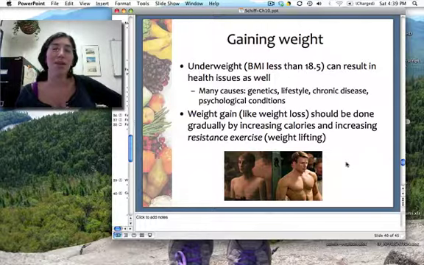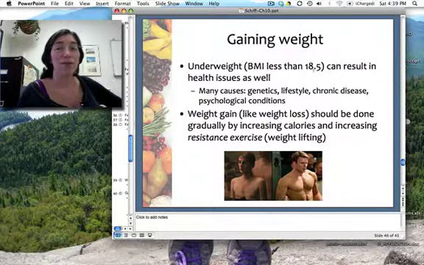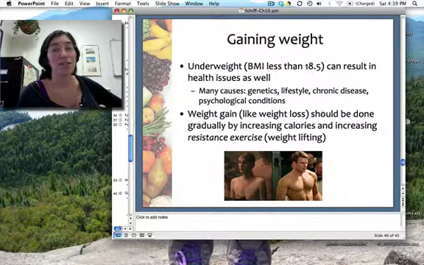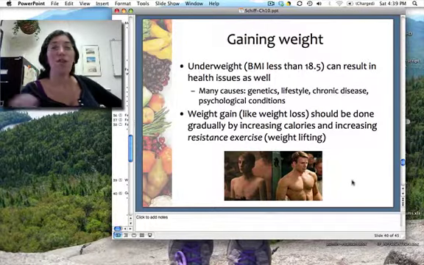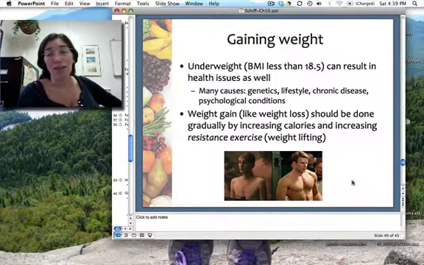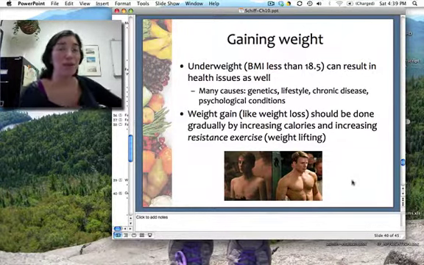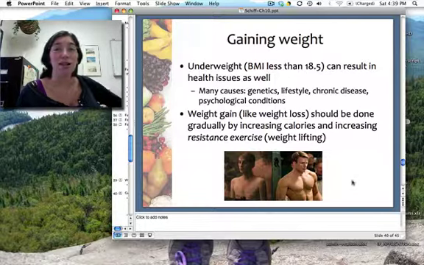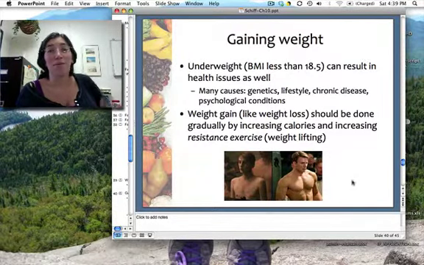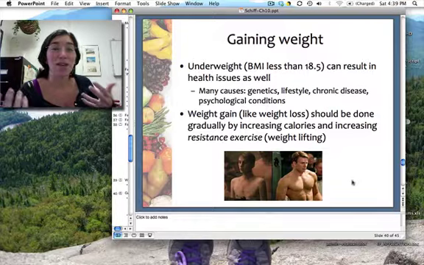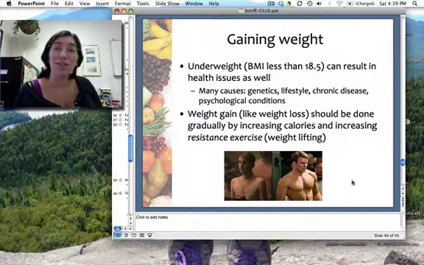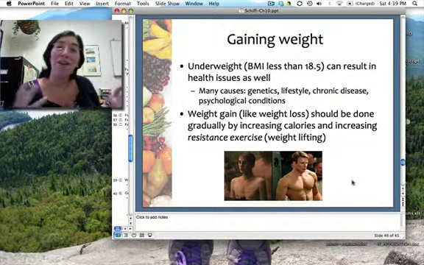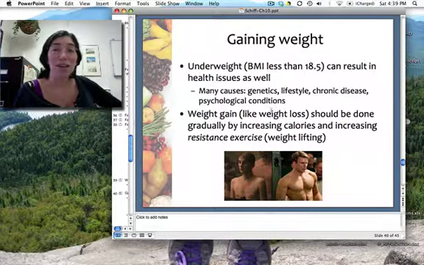So if you are in this class of people who are underweight, whose BMI is 18.5 or lower, you should be focusing on gaining weight. And the way that you gain weight is essentially the same way you lose weight, but flipped. Just like weight loss, weight gain should be done gradually. You don't want to just binge and pig out and try to gain weight quickly. You want to increase your calorie intake by about 500 to 1,000 calories a day.